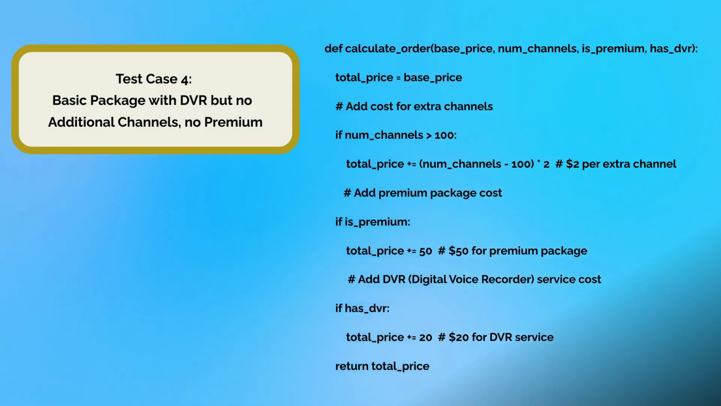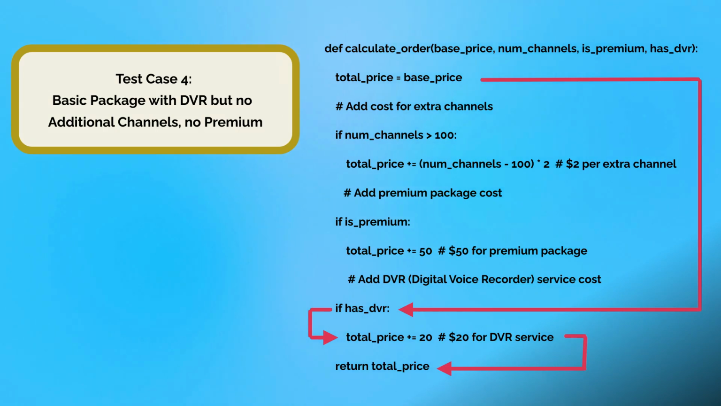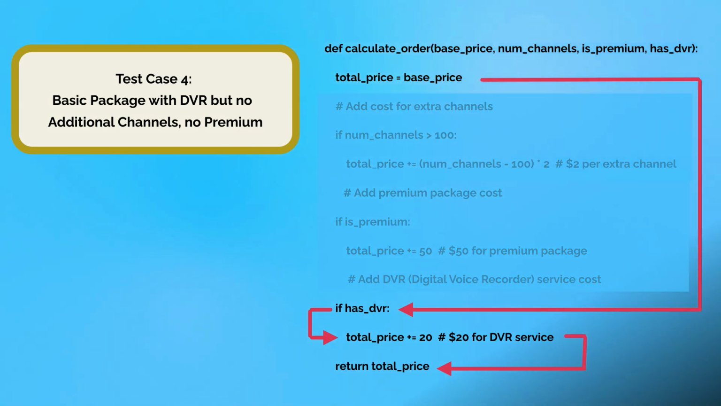Test case 4 is a basic package with DVR, but no additional channels or premium. This time, we'll look at the path through the code first and ignore any code that is not used. Then we'll reverse engineer the calculation. Based on the previous examples, what do you think the calculation formula will look like? When you write it down, can you also calculate the final price? Pause this video if you need time to think.